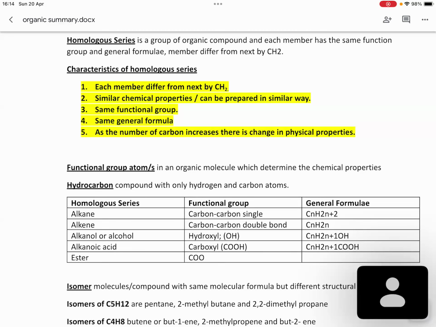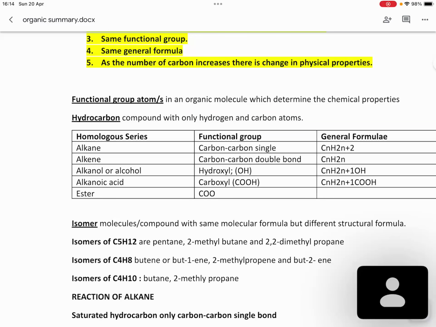Hydrocarbons are compounds with only carbon and hydrogen atoms. Homologous series: we have alkane, functional group carbon-carbon single bond, general formula CnH2n+2. We have alkene. Alkenes have a carbon-carbon double bond, general formula CnH2n. Alkanol or alcohol, they have the hydroxy, which is the OH. The general formula is CnH2n+1OH. Then we have alkanoic acid.